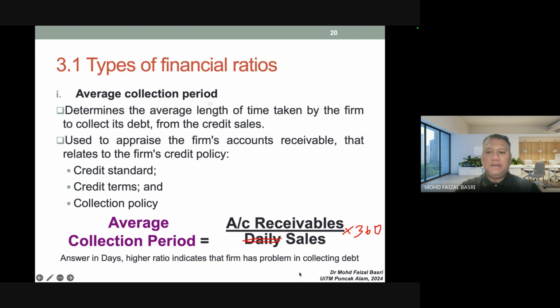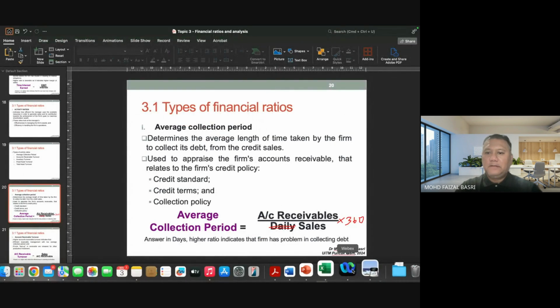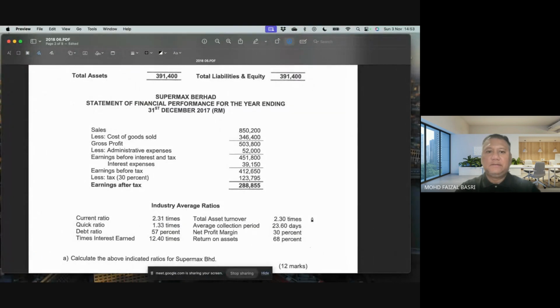Okay, bear with me sekejap, keep dulu annotation ni. We go back to here, right?